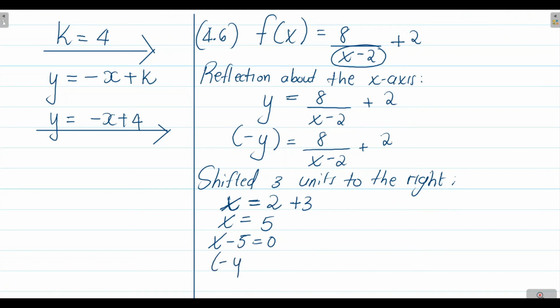You'll have that reflection about the x-axis, 8 over, and then we've now also included that 3 units shift to the right, which is x minus 5 plus 2. And then, guys, we're going to get rid of that negative there, okay? That negative on the left-hand side, we need to solve that, right? We've got negative y, which is equal to 8 over x minus 5, right? Because we have now moved this function 3 units to the right, plus 2.